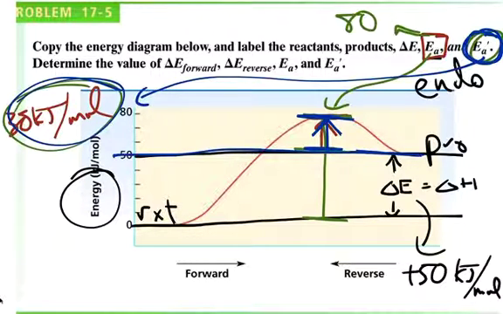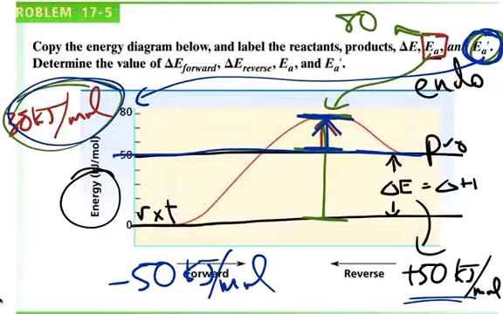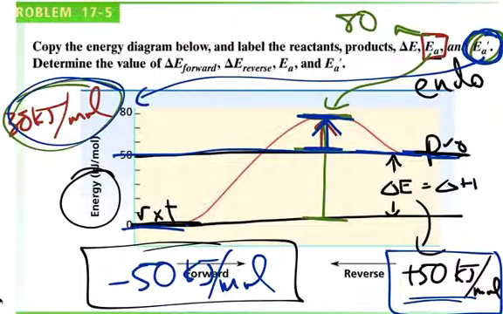Now it says also determine the value of the forward reaction, the reverse, and these. Well, the forward reaction we already did is plus 50. The reverse reaction then has to be the opposite, has to be minus 50 kilojoules per mole. So just like our other energy diagrams, if we go forward, the overall change in energy is plus 50. We've gone from this state to this state. If we go in the reverse, we've gone from products down to reactants. The change in energy is a negative 50.